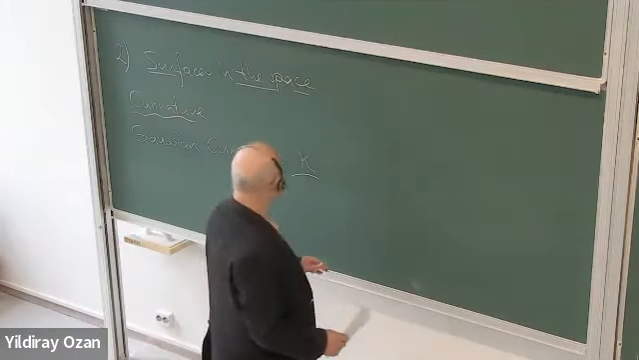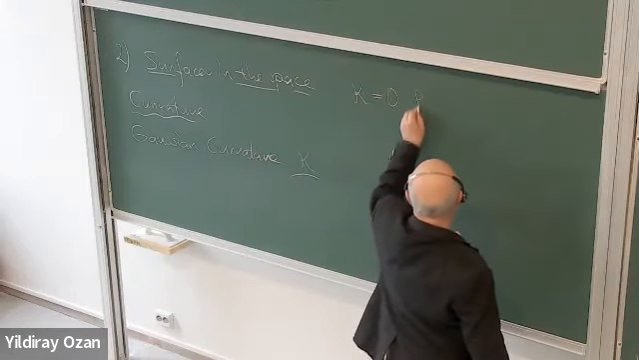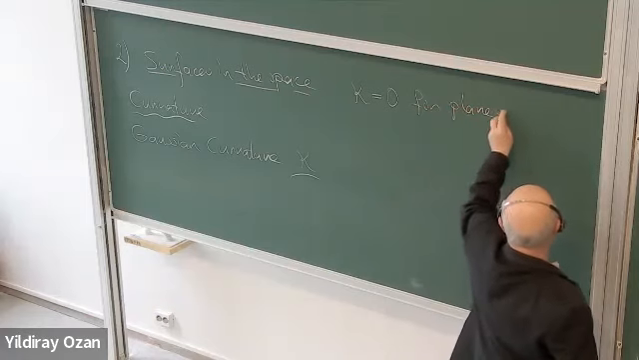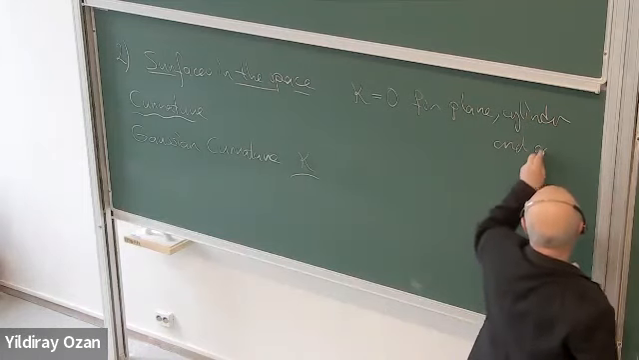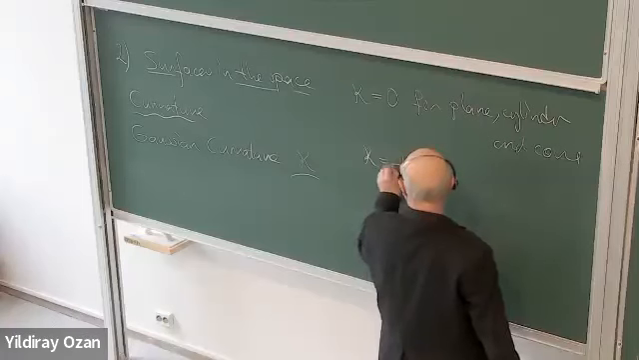So we will see that Gaussian curvature is 0 for plane, cylinder, and cone. And Gaussian curvature is 1 over r.